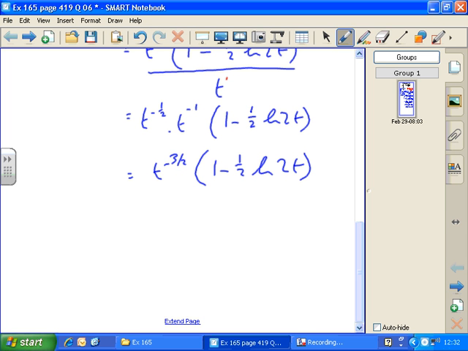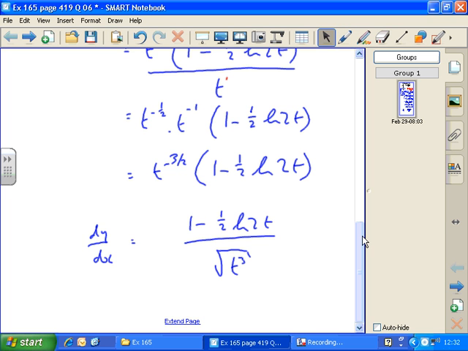Minus means inverse, and the fraction we can write in root form. So see if you can write that in the final step to get dy by dt equals 1 minus a half log 2t over the square root of t cubed.